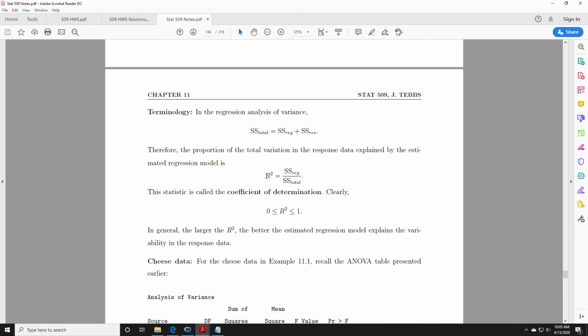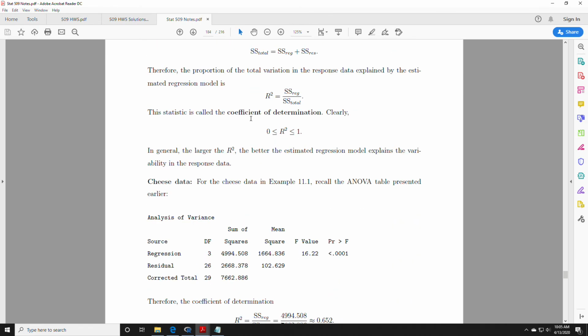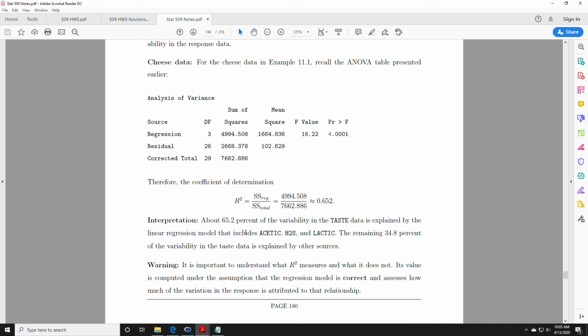We also talked about the coefficient of determination. There's a formula for it, but I don't really care about it so much. It's between 0 and 1, and again, it is the proportion of the variability in the response that is explained by the model.